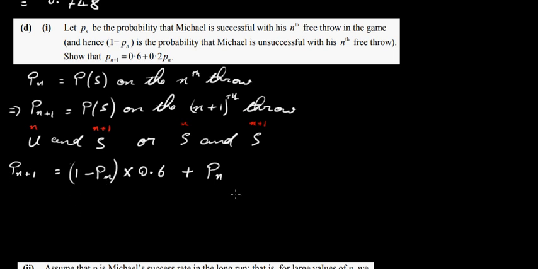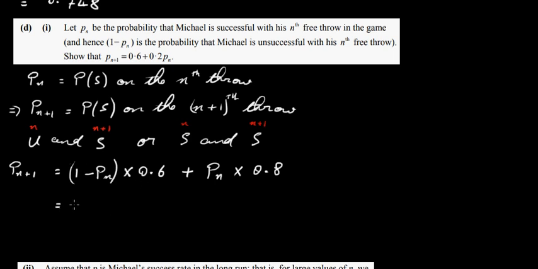We have our Pn plus 1 over here, and that means we multiply, and now we have the subsequent throw. Well, we know that if Michael was successful in the previous throw, the probability that he's going to be successful now is 0.8. So if we simplify it, we should end up with this equation here, hopefully. So let's see what happens.